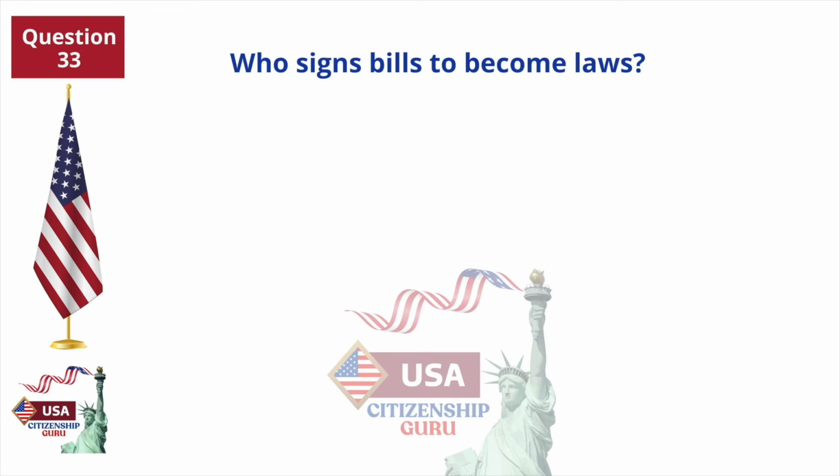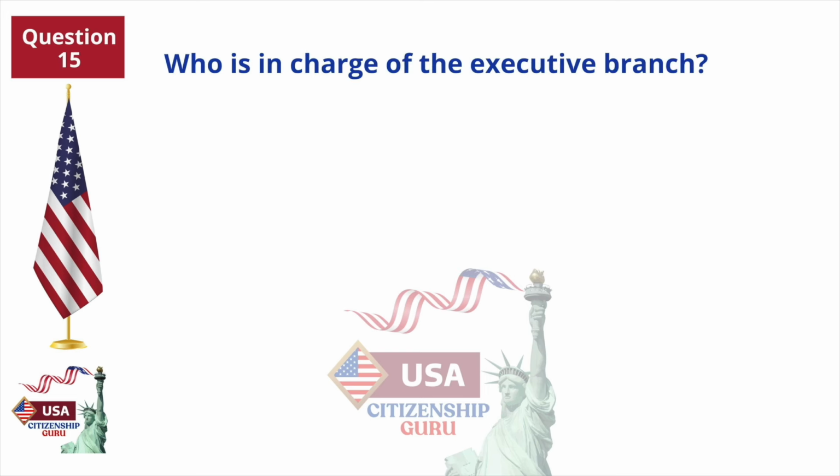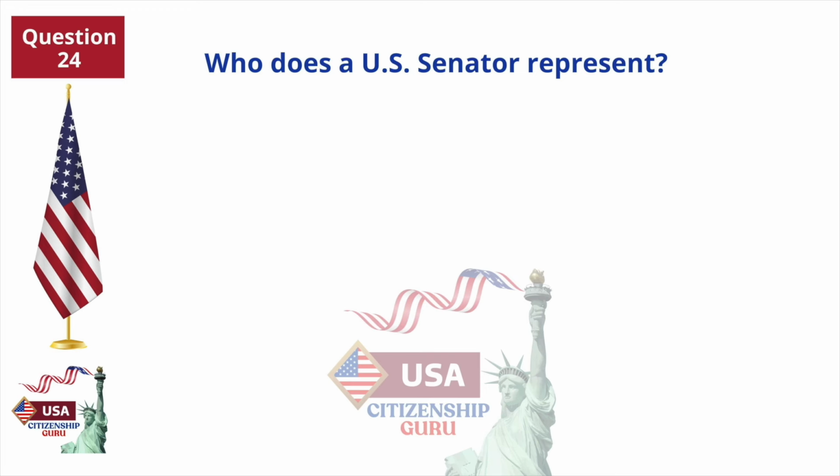Who signs bills to become laws? The president. Who is in charge of the executive branch? The president. Who does a U.S. senator represent? All people of the state.